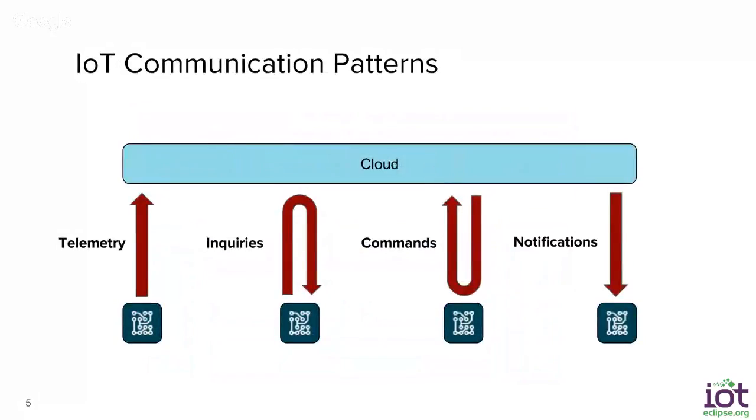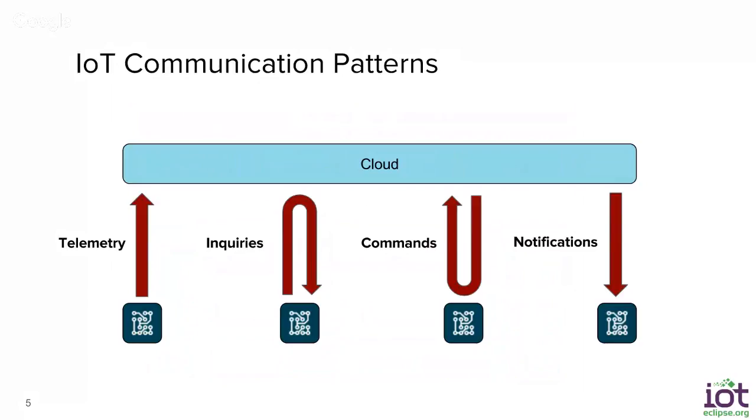In the IoT space, another problem is the different communication patterns that we have in such IoT platform between the cloud and devices. So we have, for example, the telemetry pattern where the data flows in a unidirectional way from the device to the cloud. The inquiry where the device is able to ask some information to the cloud, getting the reply from there and the related data, of course.